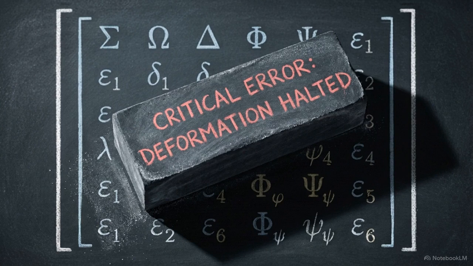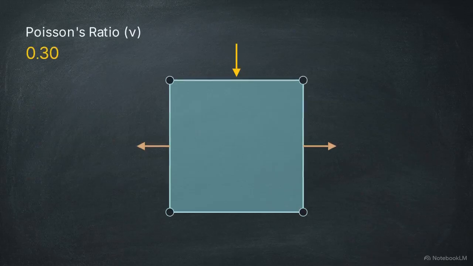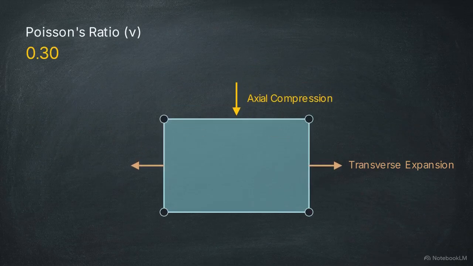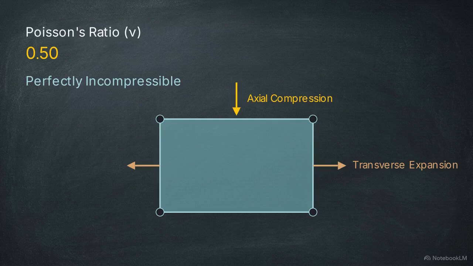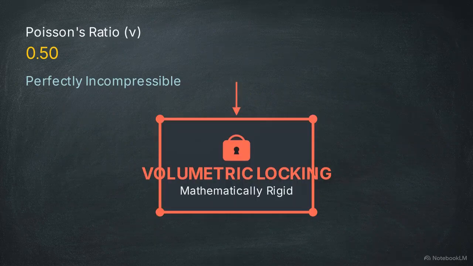It occurs when a material's Poisson's ratio approaches 0.5. The Poisson's ratio is a measure of the expansion of a material in directions perpendicular to the direction of compression. At 0.5, a material is perfectly incompressible, meaning it cannot change volume. Standard elements respond to this by becoming mathematically rigid.